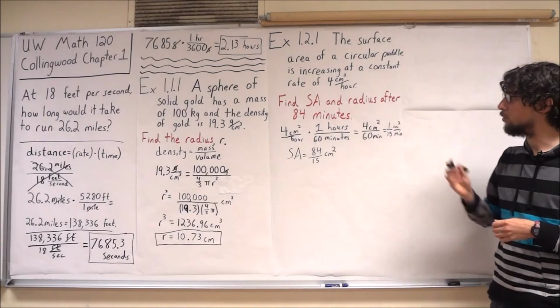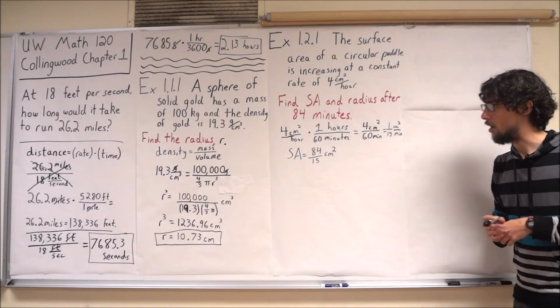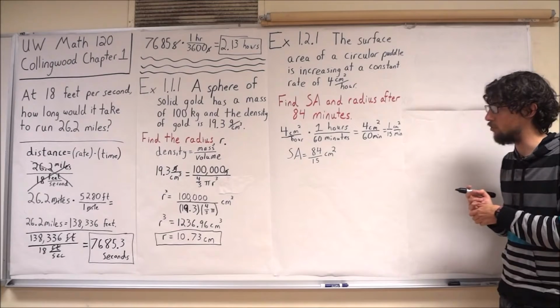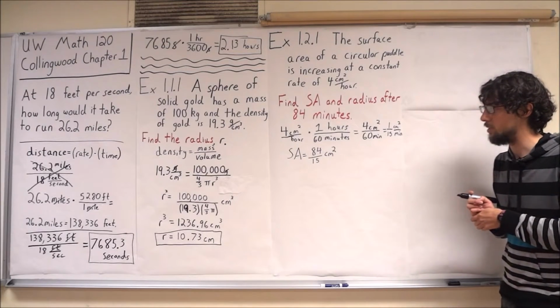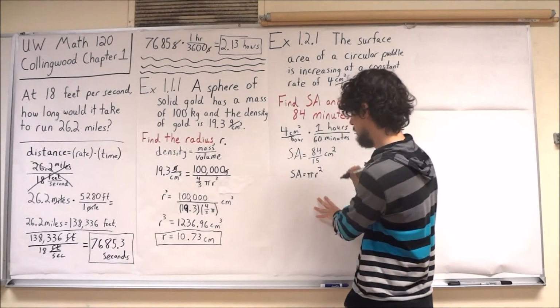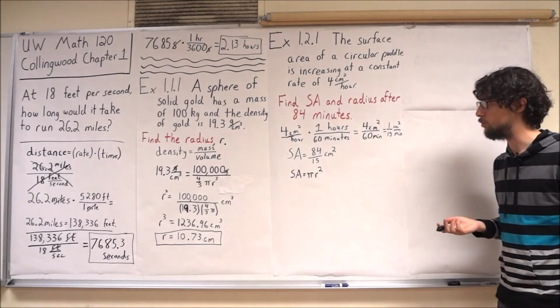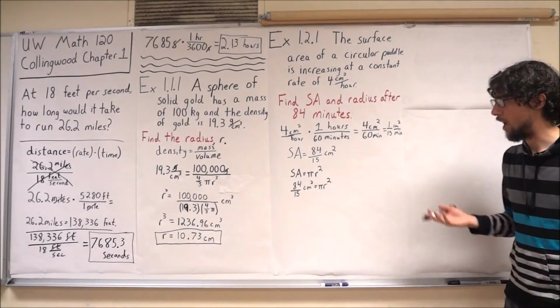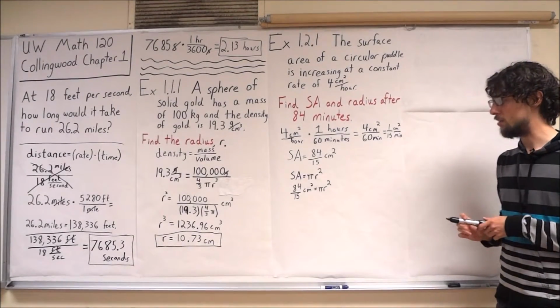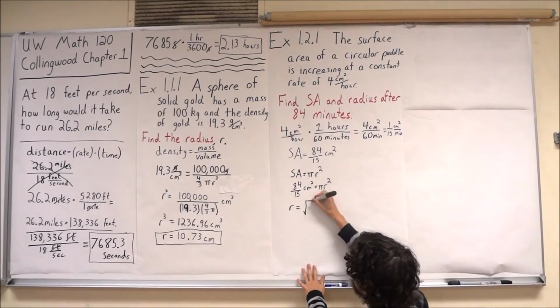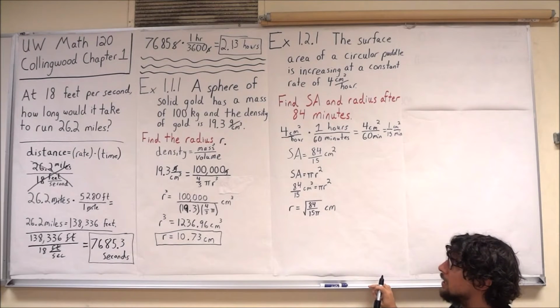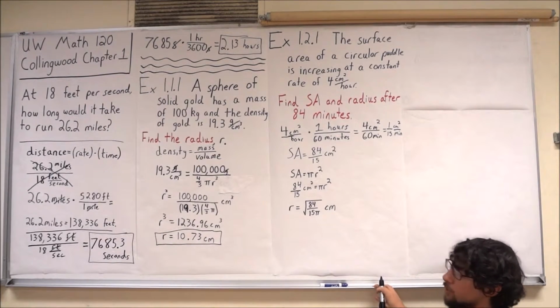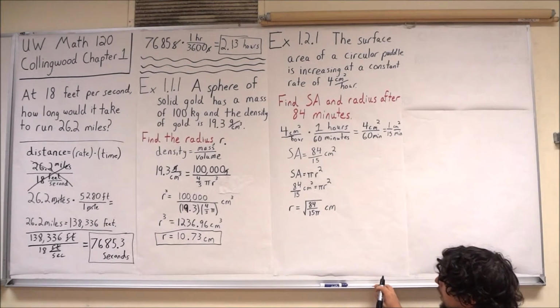Now, we need to compute the radius. There's a clear relationship between the radius and the surface area. In particular, the surface area is equal to pi r squared. I can divide both sides by pi and then take the square root. And in taking the square root, my units will change from centimeters squared to centimeters.